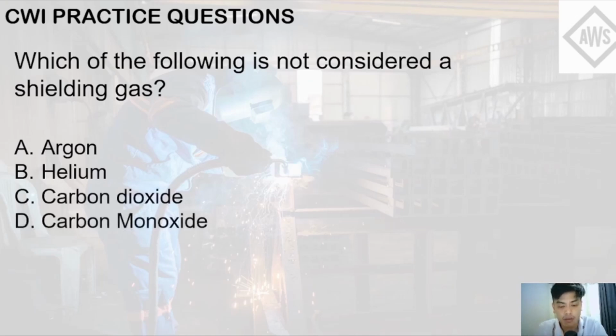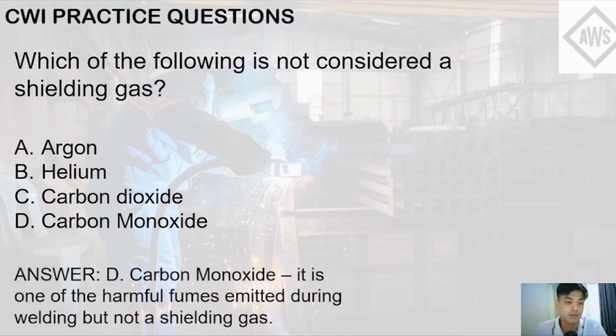So one of the basic traits of a shielding gas, it needs to be inert. So argon, helium, carbon dioxide are normally used as shielding gas for a lot of processes, basically for GMAW, GTAW. For SMAW, it also has a shielding gas which is generated from its flux or coating, electrode coating. So the answer here is carbon monoxide. It is emitted as one of the harmful fumes or gases during welding, but it is not considered as a shielding gas.